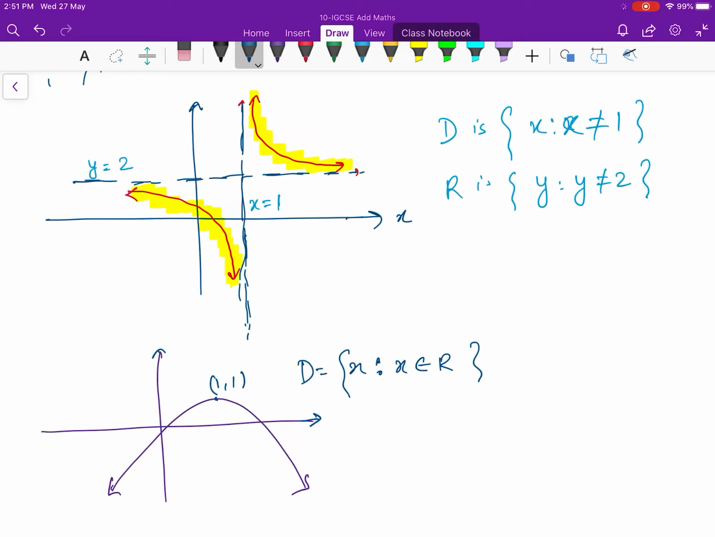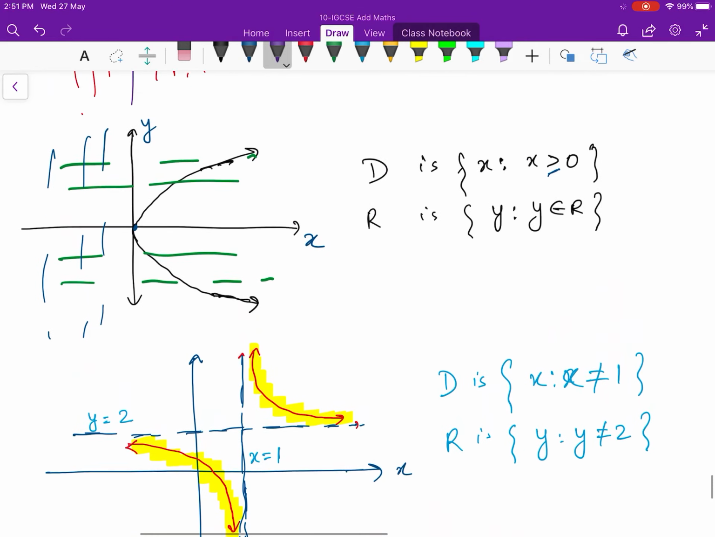And the range is below this horizontal line. So the range is y such that y is less than or equal to 1, because y can never be greater than 1. So I hope if a graph is given, then you would be able to get the range and domain.